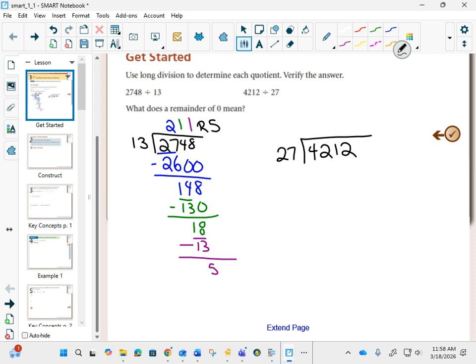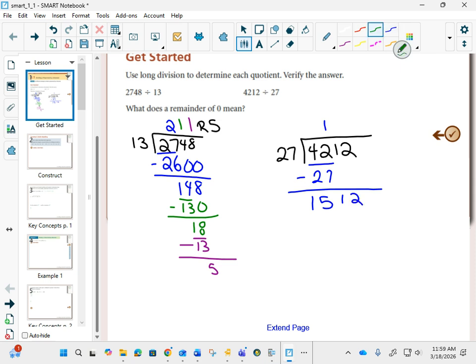So long division says, look at the beginning of the number. How many 27s fit into 42? There would be 1. 1 times 27 is 27. Subtract. That 1 represents 100. You can fit 1 27 into this, but you cannot fit 2 27s into that. So we know our first number is going to be a 100. When I subtract, I get 15. I still have the 1 and the 2.